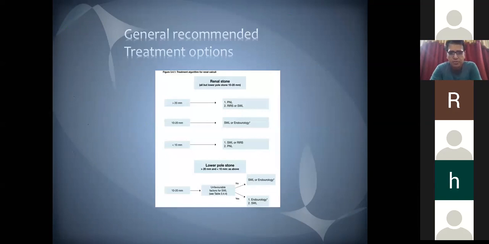So in renal stones, what options do you have? If the stone is more than 2 cm, percutaneous nephrolithotomy is the best option. Other than that, you can go for RIRS or ESWL. When it is around 1 to 2 cm, ESWL or endourology with RIRS can be done. If it is less than 10 mm, there's ESWL or RIRS. Again, there are options, but the main thing is that when it's more than 2 cm in size, PCNL is the best option for those patients.